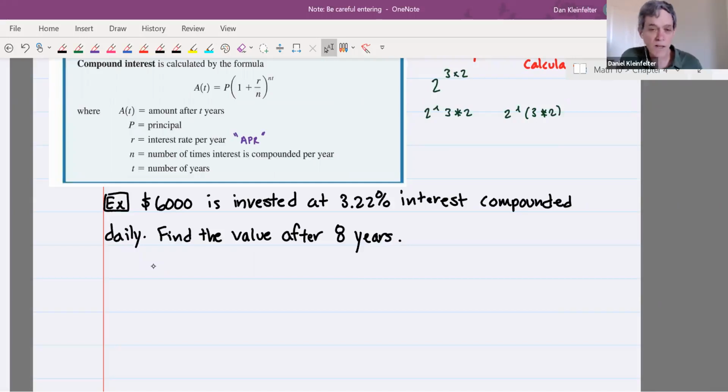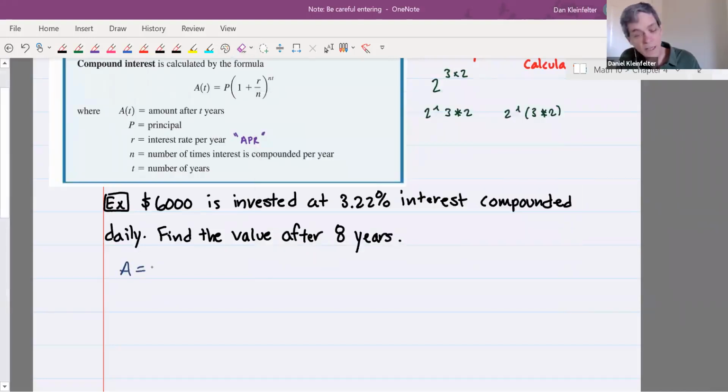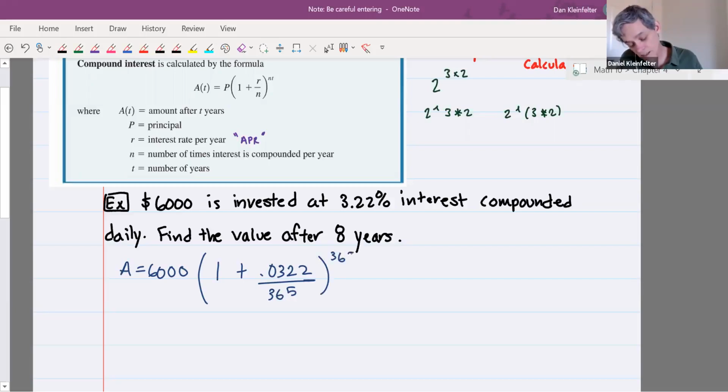So you may want to pause the video, try this on your own, and then make sure that you can get the right answer. We'll go through it together. So let's see what we got. So the future value is what we want. The principal is 6,000. It's going to be invested at 3.22%, which is 0.0322 as a decimal. And then the compounding frequency is daily, so there are 365 days in a year. And then for the exponent, it's 365 days for 8 years.